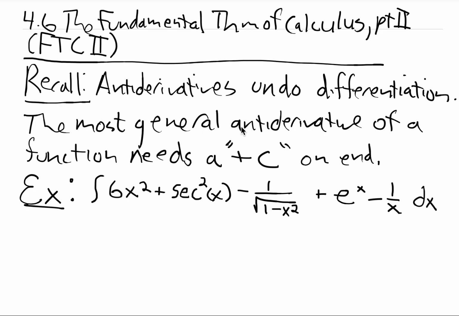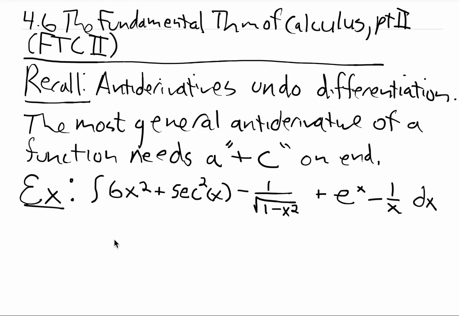As a comment, whenever you antiderive something, find the function that you derived to get there, the most general antiderivative needs a plus C on the end of that. Reason being, if you derive the plus C, it goes away, right? So you don't know what constant was on the end of your function to begin with. Here, I have this long string of functions that I'm looking to antiderive.